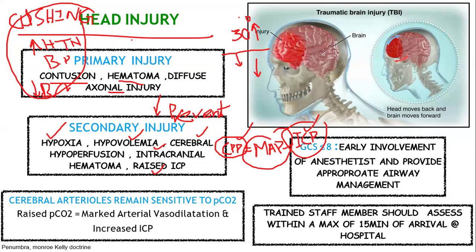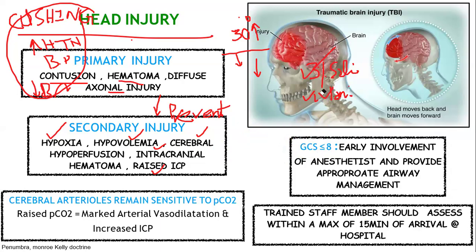We have certain drugs. Like in the previous MCQ, there was an option of 3% hypertonic saline and mannitol, and you will choose one of them according to the pressure. If pressures are low, you will choose hypertonic saline. If pressures are on the higher side, then you choose mannitol.